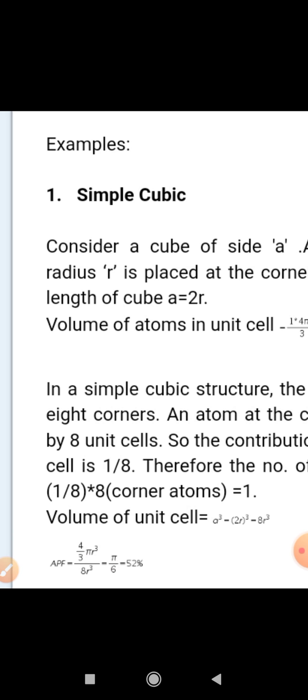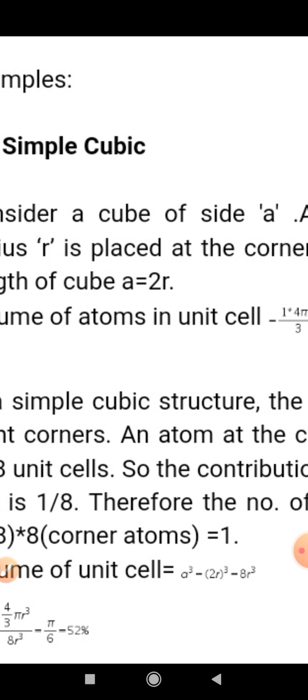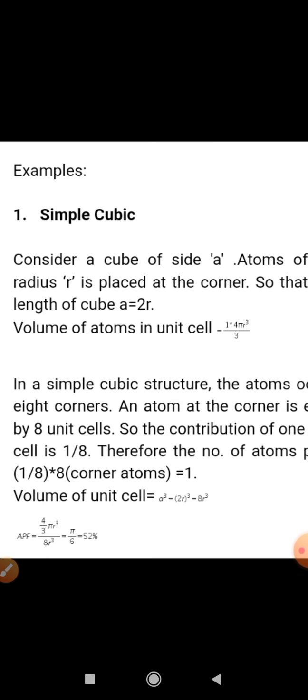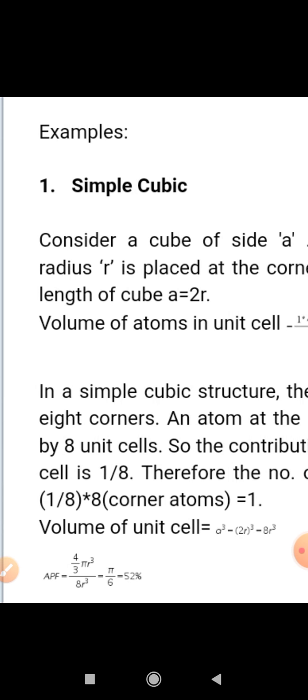Now the volume of unit cell in SCC is A cube, and you know A equal to 2R for SCC. Therefore, when we put the value, A cube equals 2R whole cube, that means 8R cube. When we put these values in the equation, PF equal to 4 by 3 pi r cube divided by 8R cube, on solving we get pi by 6 equal to 52%. Therefore, packing fraction in SCC will be 52%.